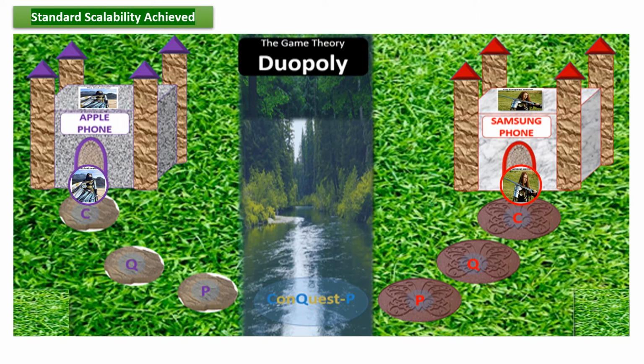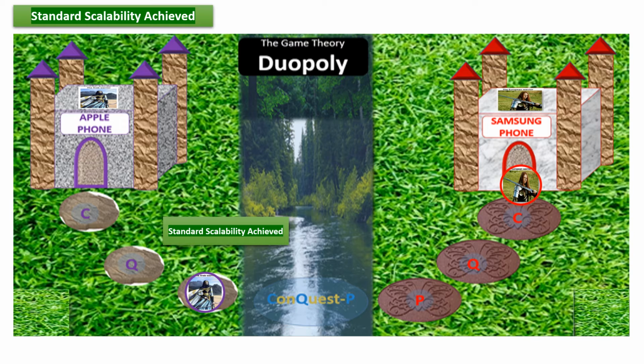So let's consider Apple. So Apple is now trying to reach the river. And as we are tracking Apple's move, eventually Apple reaches the river. And that is considered to be a standard scalability achieved. That will be an illustration of the move that Apple will make to achieve scalability as they reach the river. But of course, there will be a lot of challenges and obstacles to have such achievement.